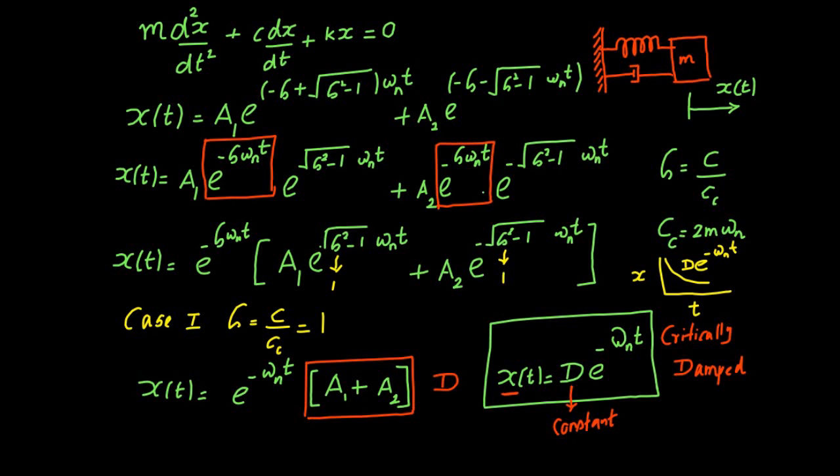Now let us see what would happen if the damping is not critical, but when the damping factor is going to be less than 1, what is going to happen to this expression. So I'm going to write the expression again. So here we go. Let us go to case 2. So in case 2, what happens when the value of the damping factor becomes less than 1? Let me write the expression now.